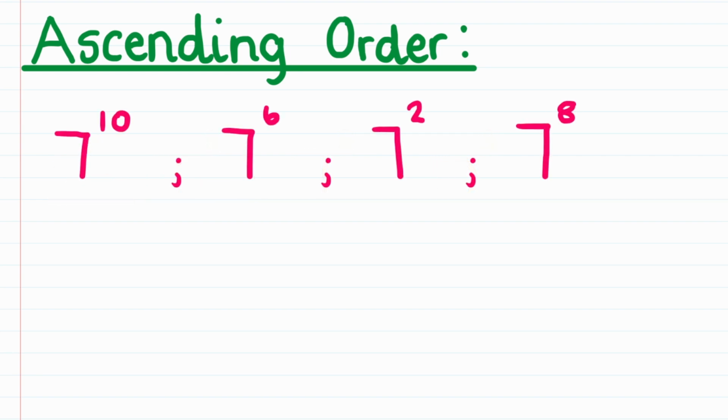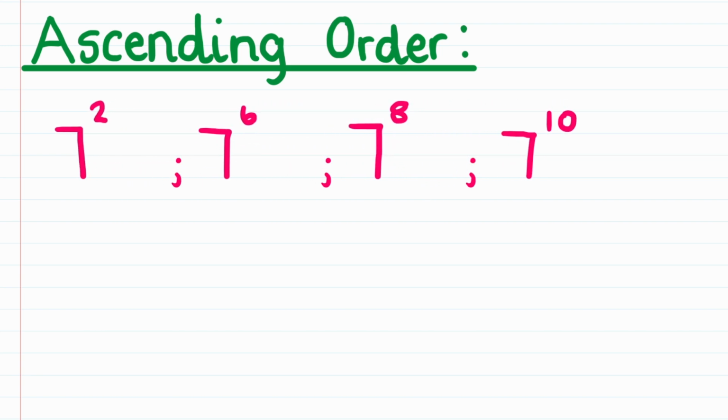The same thing works for when the bases are the same, but the exponents are different. Now that the bases are the same, all you need to do is focus on the exponents and order them in ascending order. So that means the correct order here would be 7 squared, 7 to the power of 6, 7 to the power of 8, and 7 to the power of 10.